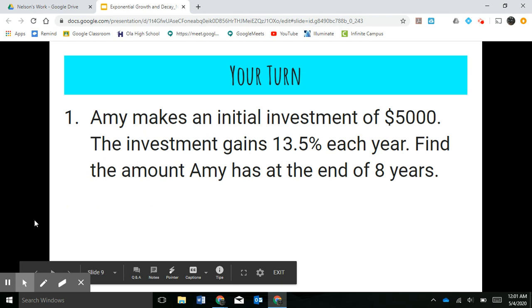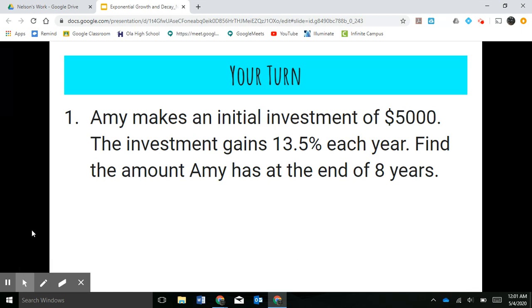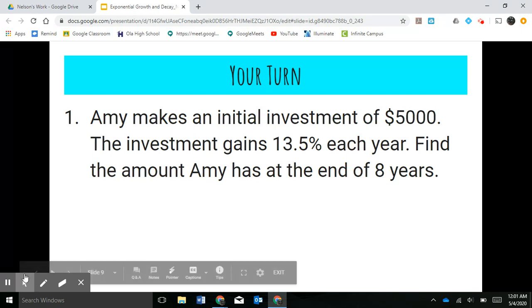Now it's your turn. Amy makes an initial investment of $5,000. The investment gains 13.5% each year. Find the amount Amy has at the end of 8 years. So the Ed puzzle is going to pause. You answer the question, and then you can check your answer on the next screen.